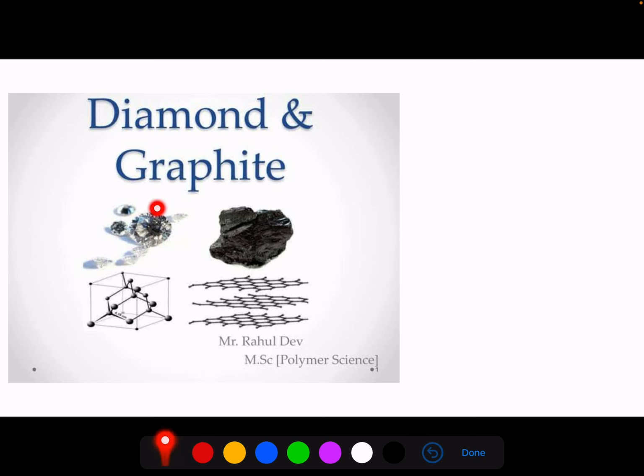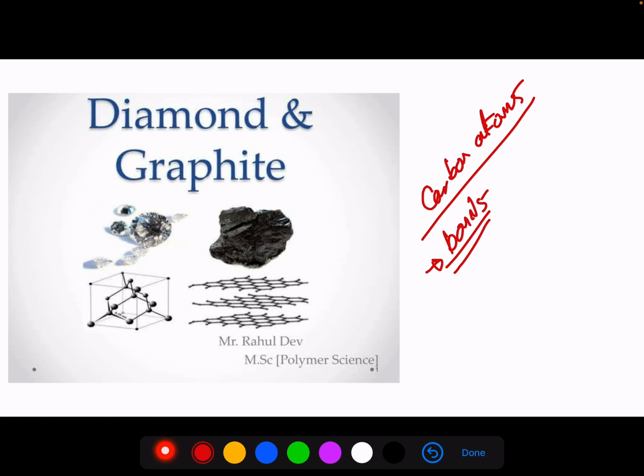Surprisingly, both of them, diamond and graphite, are made up of carbon atoms. So both are made up of carbon atoms with completely different properties. The reason behind this is the way the carbon atoms bond. The way carbon atoms bond in each compound is different. So that was an introduction to what I'm trying to introduce today.